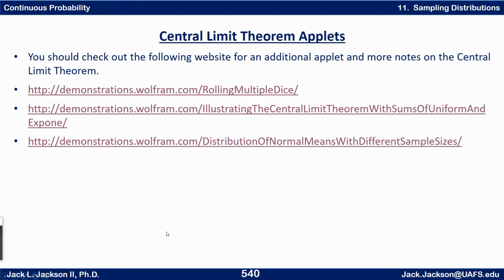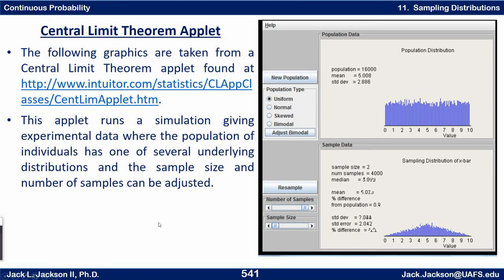Now, if we go back to here, I've got a link here. I found this out on the internet, and it's an applet that runs a simulation giving simulated experimental data where the population of individuals has one of several choices, at least 4 choices there, of an underlying distribution. So this distribution is uniform for the first one, which means all the bars should be the same height in theory, but in practice, of course, you'll see some up and down from that.